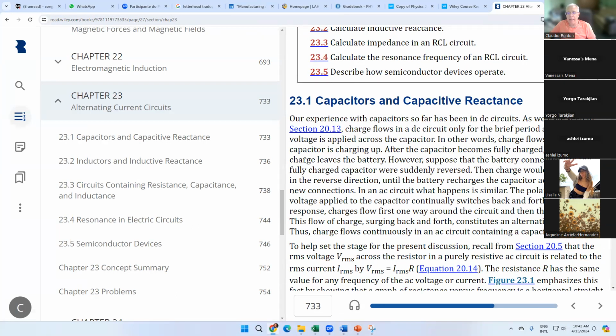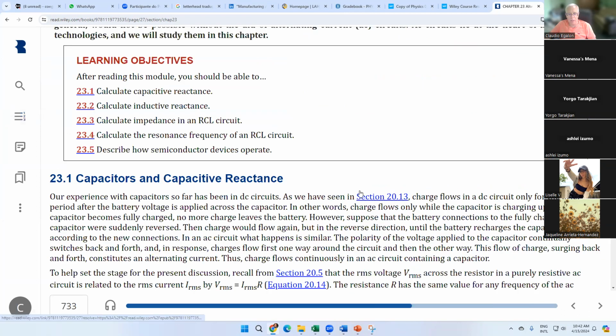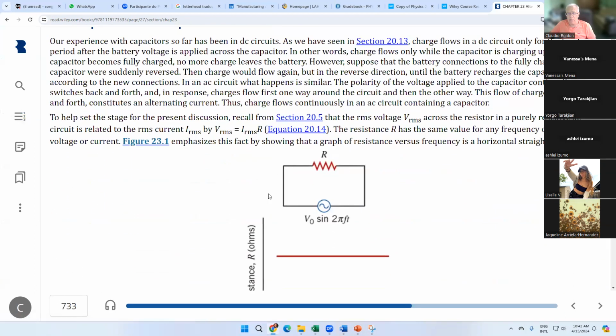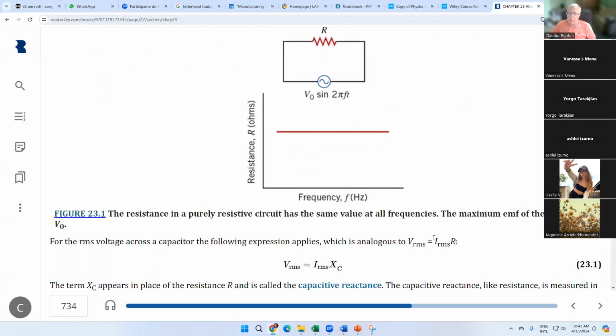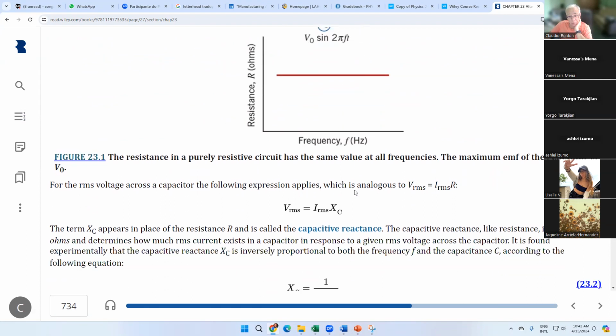Capacitor and capacitive reactance. Here you go, the same illustration that I did for you before, right? Very important. I didn't cover the resistance. There is one more thing that I have to cover on those two circuits.